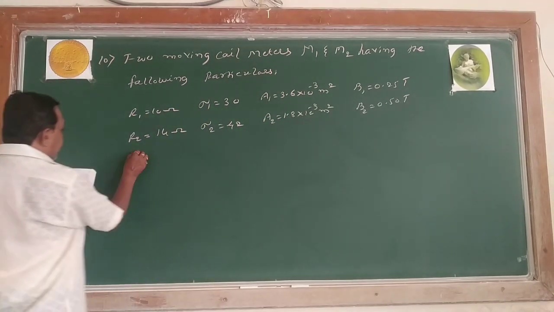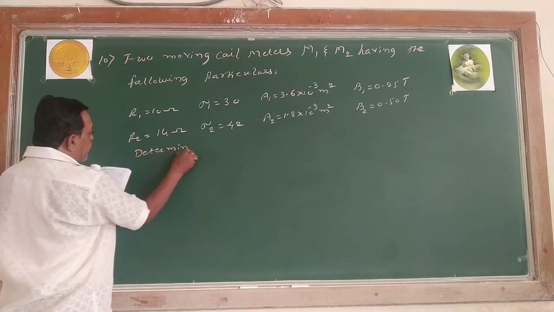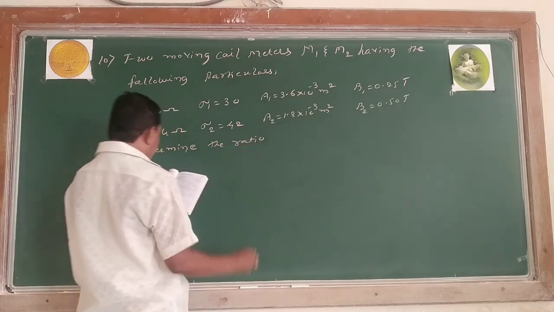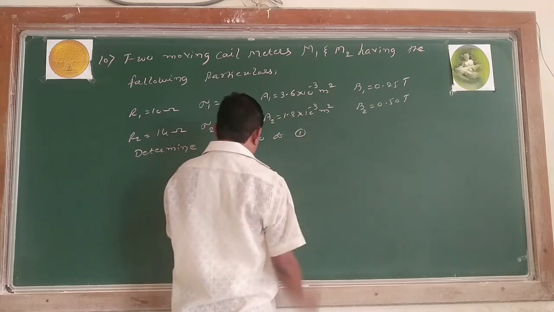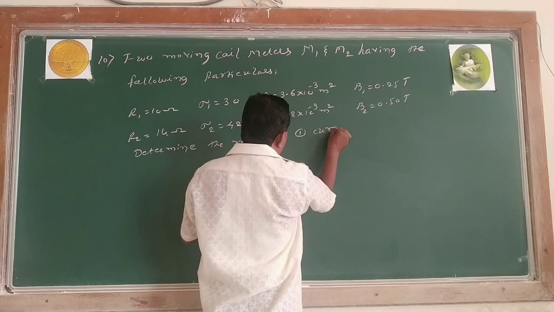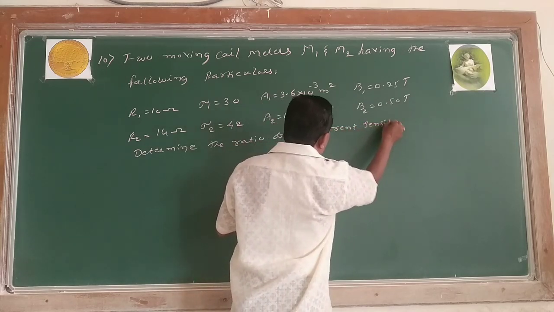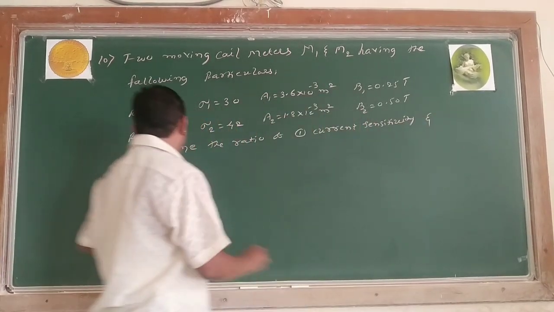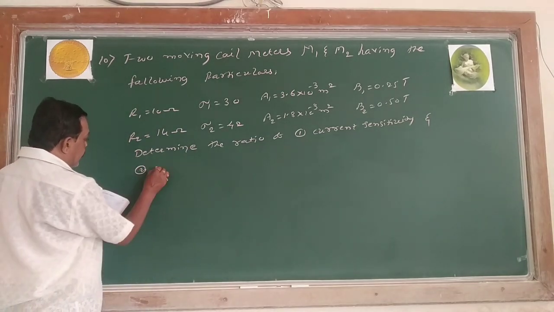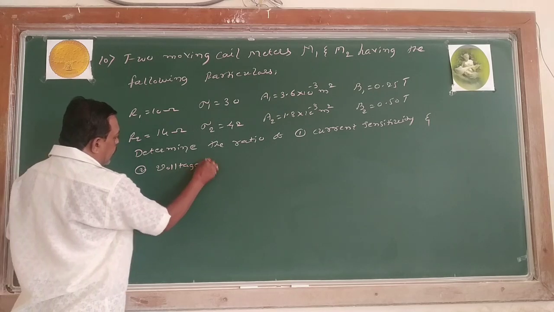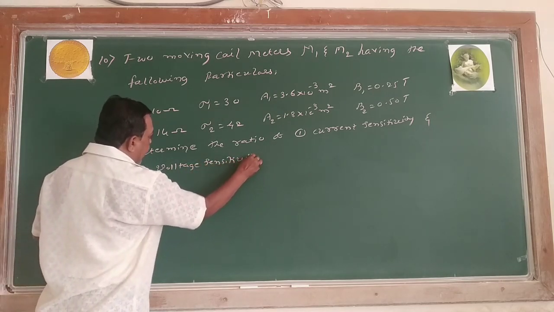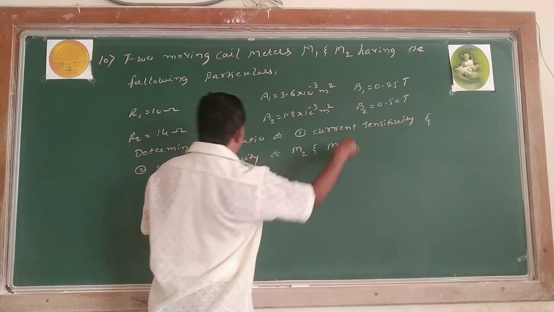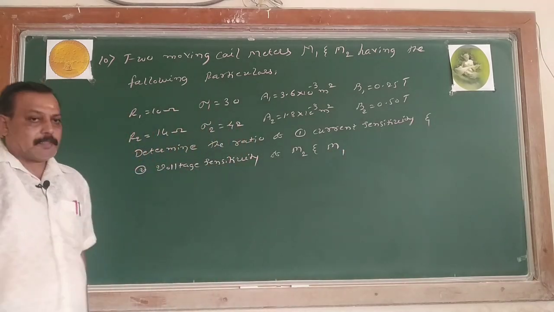Then what is asked? Determine the ratio of number 1, current sensitivity, and number 2, voltage sensitivity, of M2 and M1, the ratio of second meter to first meter. Now these are the given things.